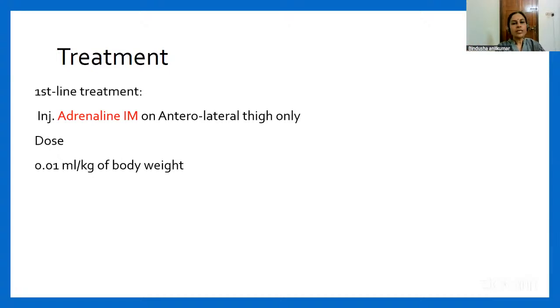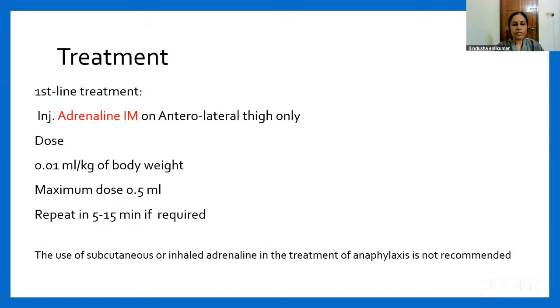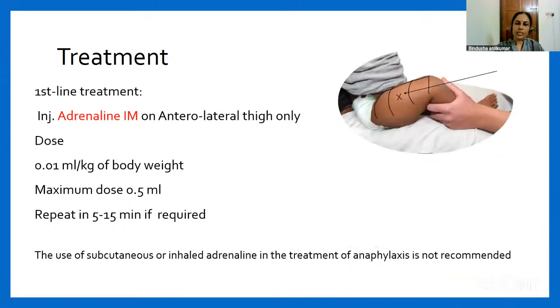It is the 1 in 1,000 solution. You don't have to dilute the adrenaline. Give it directly as intramuscular injection. The maximum dose, as I said, is 0.5 ml only. And after 5 to 15 minutes, if the patient's symptoms have not completely resolved, you can repeat the dose of adrenaline also. And inhaled adrenaline or subcutaneous adrenaline is actually not recommended to be used in anaphylaxis.